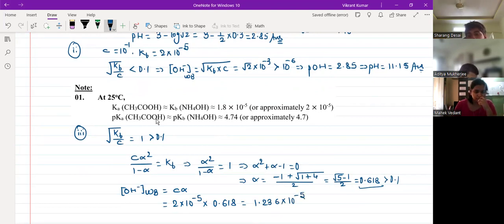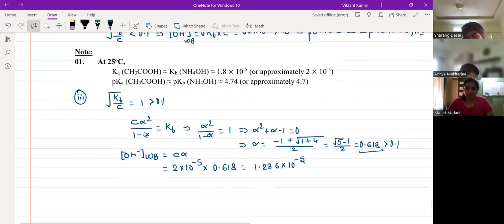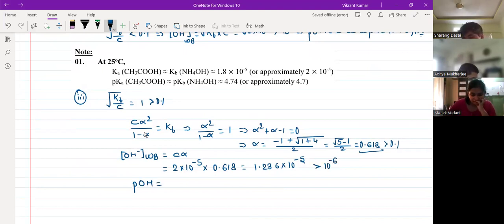Now this is a very difficult number. So how to handle it in the exam, I'll tell you, if you have got options; otherwise they should give you the number. So here again this is greater than 10 raised to minus 6, so the OH minus of water is not relevant. That's why directly we'll be calculating 5 minus log 1.236. Now what happens now?